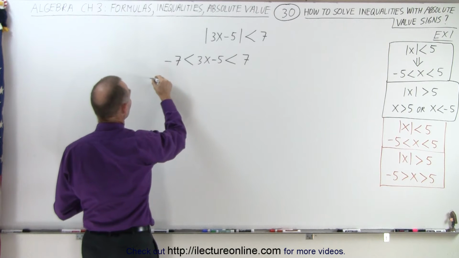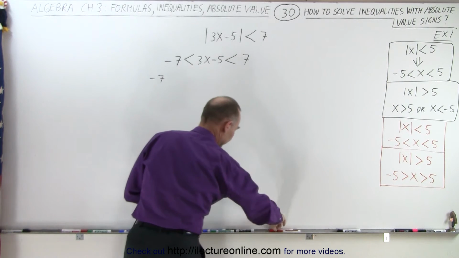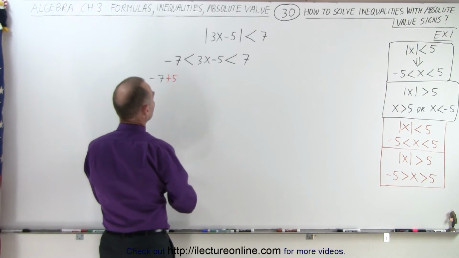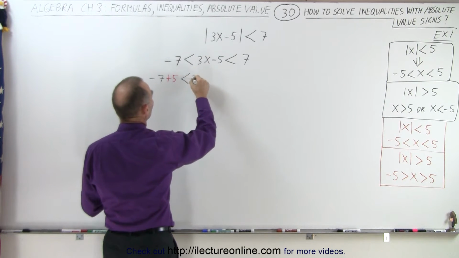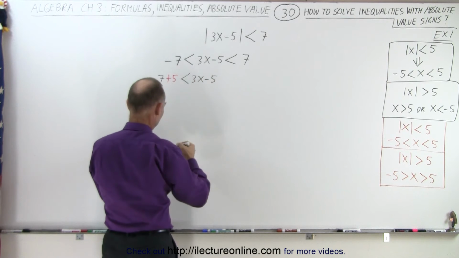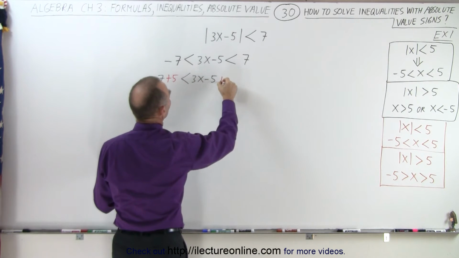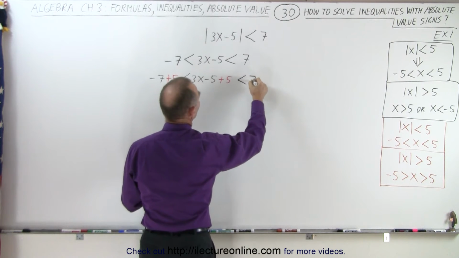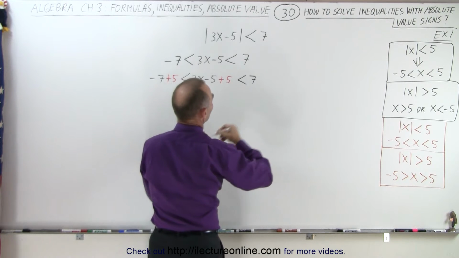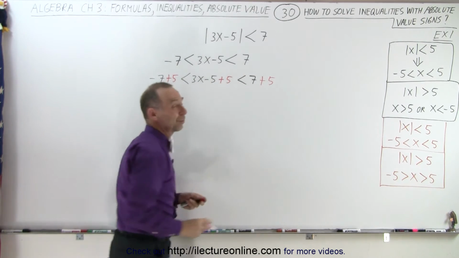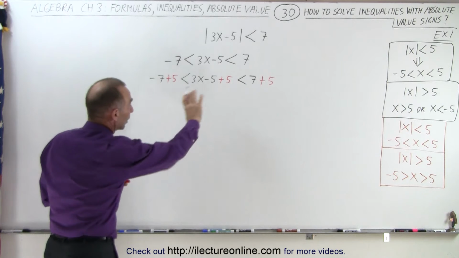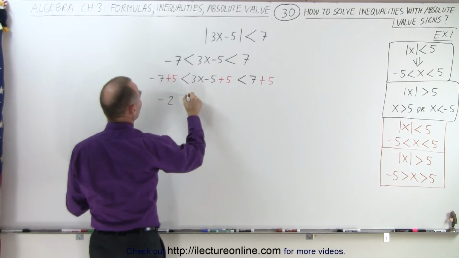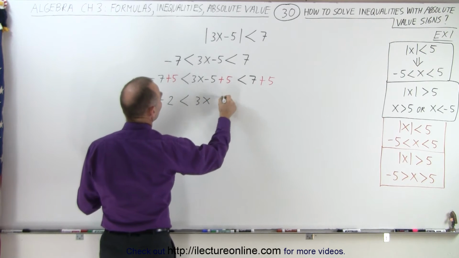So that means we end up with negative 7 plus 5 is less than 3x minus 5 plus 5, which then in turn is less than 7 plus 5. So what we see here is we're simply going to add plus 5 everywhere to get rid of the minus 5 in the middle, and then we get minus 2 is less than 3x, which is less than 12.